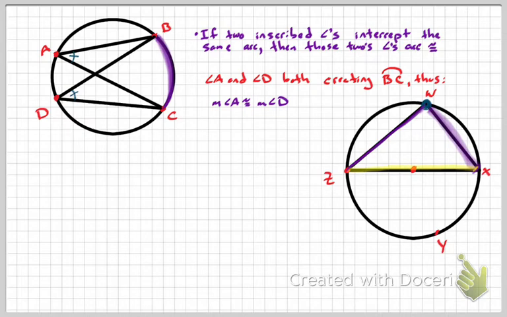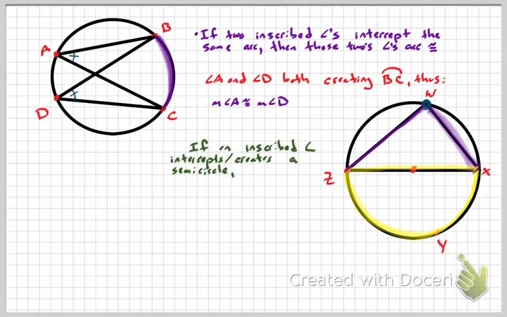So as it sections off ZYX, that is a semicircle. A semicircle, we know, has an arc measure of 180 degrees. So if an inscribed angle intercepts a semicircle or has endpoints on a diameter, we know that it's a right angle. Because remember, that yellow arc is 180 degrees. We know the inscribed angle is half the arc it's creating. Half the arc it's creating would be 90, aka a right angle.